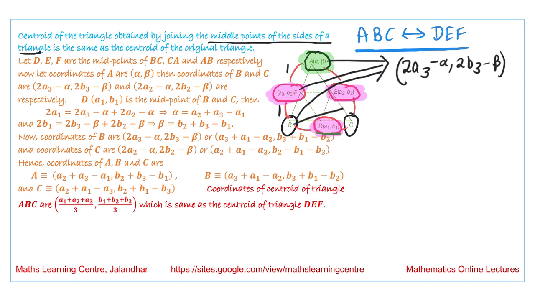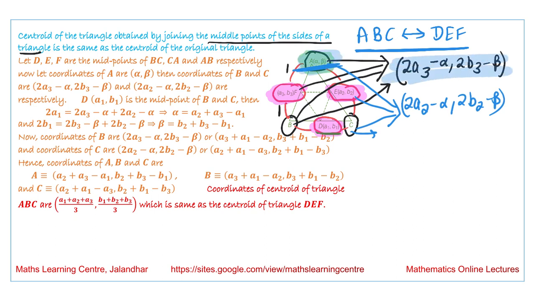So these are the coordinates of this point B, and if we use the coordinates of this point A and coordinates of the point E to calculate the coordinates of the point C, we obtain that the coordinates of the point C are 2a2 minus alpha comma 2b2 minus beta. These are the coordinates of the point C. Now if we use these three coordinates, the coordinates of A, that is alpha comma beta, the coordinates of this point B are there, and the coordinates of this point C are there. These are the 3 points we are talking about.